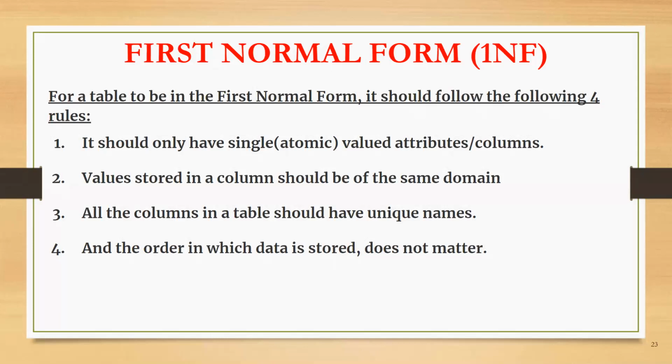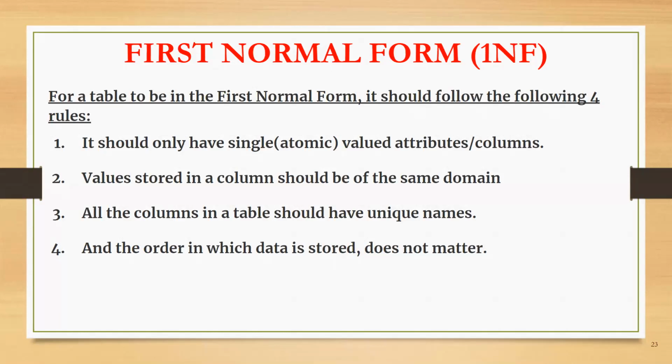So when we talk about first normal form, for a table to be in the first normal form, it should have the following 4 rules. The very first, it should have single, atomic value attributes or columns. Second, the value stored in the column should be of the same domain. Third, all the columns in the table should have unique names. Fourth, the order in which the data is stored doesn't matter.